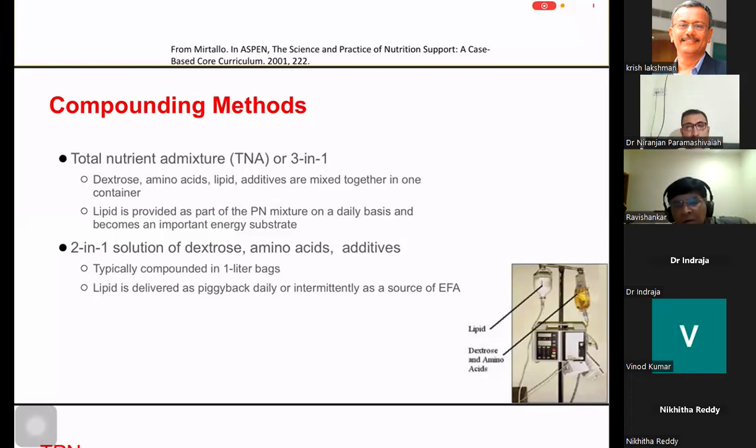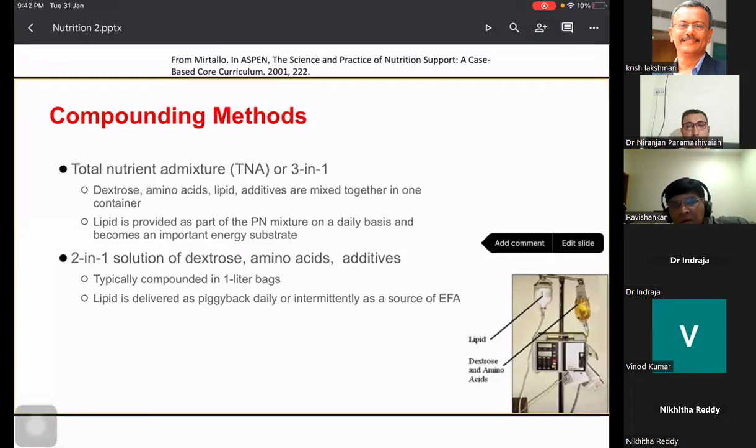One second, this thing might switch off. You have only 10% battery. Connect it to something. Yes, sorry. Yes, continue.